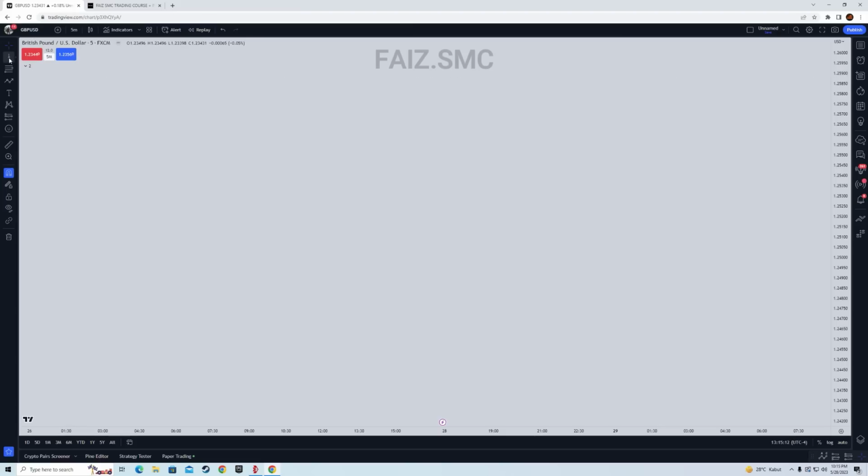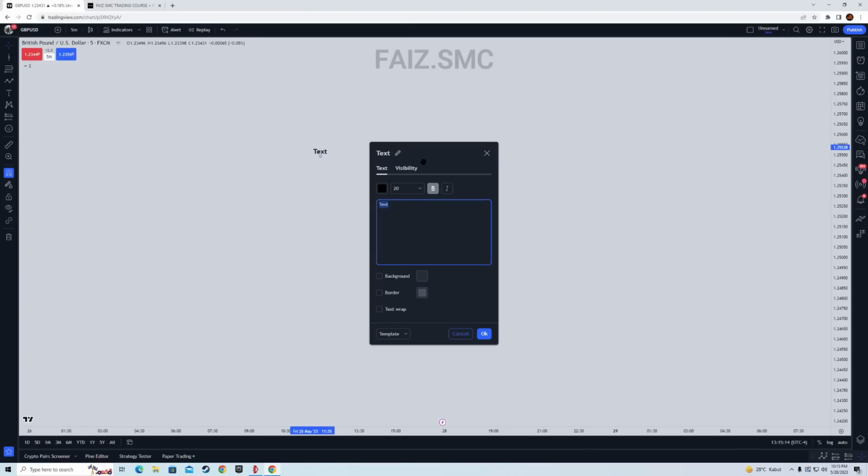Okay, so let me get on with the rules. So number one rule, as you know, we are only going to trade the London silver bullet time. Okay, and the New York silver bullet time. We are not going to trade the PM session. So here are the timings. Okay, we are only going to look for the setup after 3.